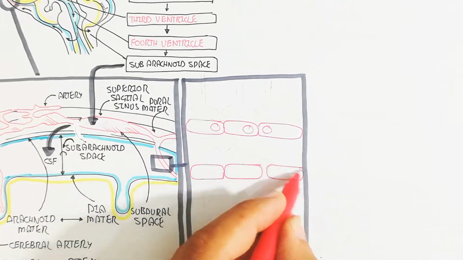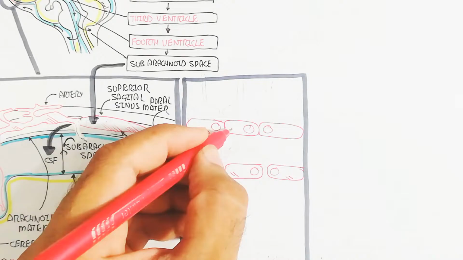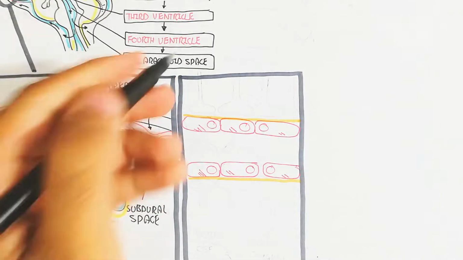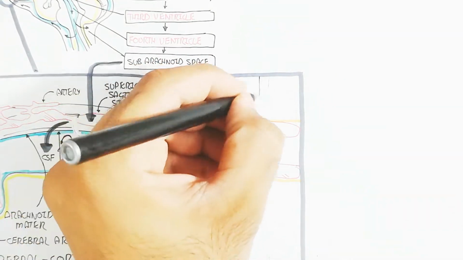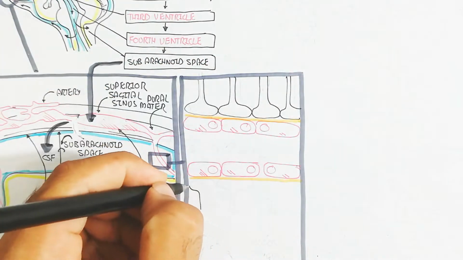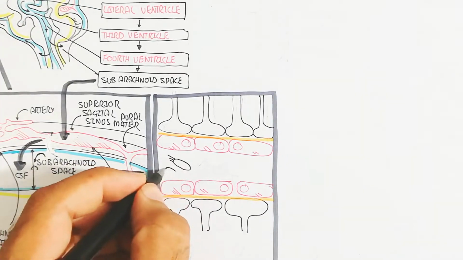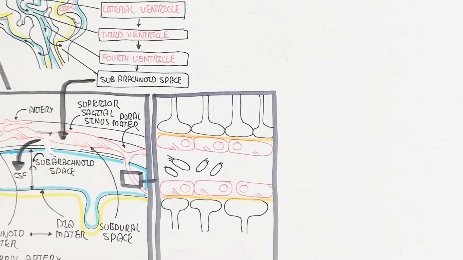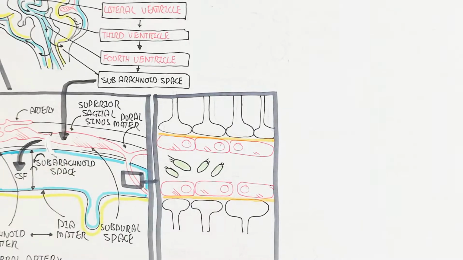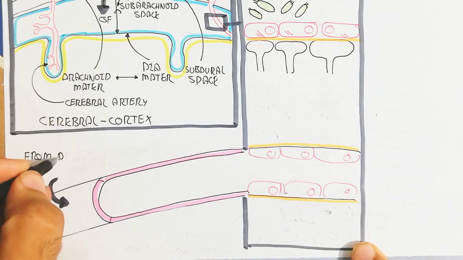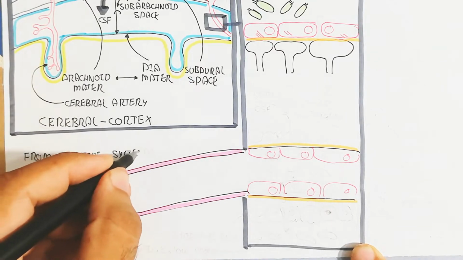On the other hand, here you can see the circulatory system containing a blood vessel, and the basement membrane is the orange color, surrounded by astrocytes. Astrocytes also protect the blood-brain barrier. So when bacteria move into the blood circulatory system, they will not pass through.